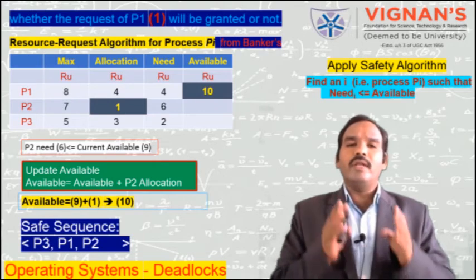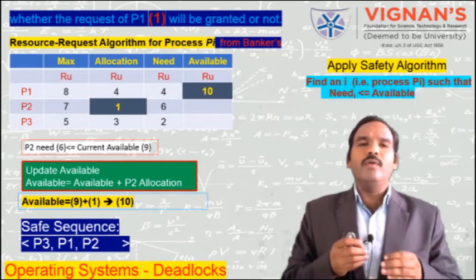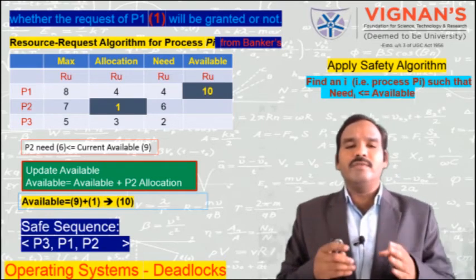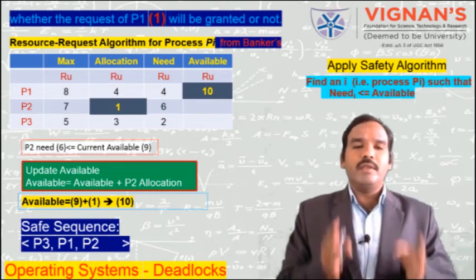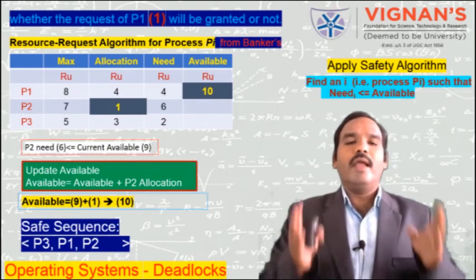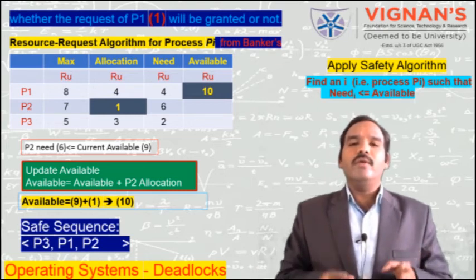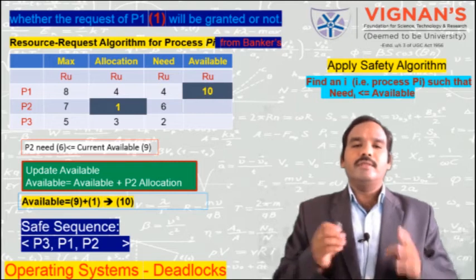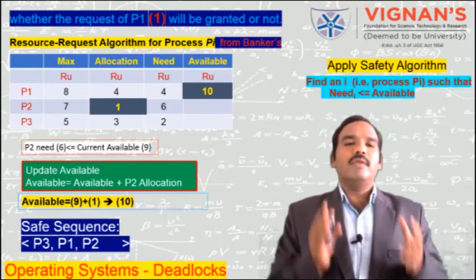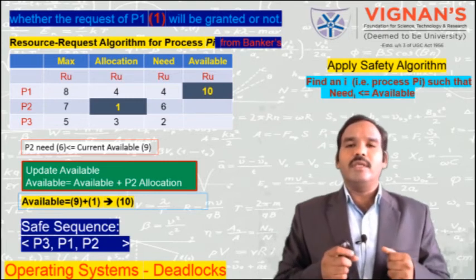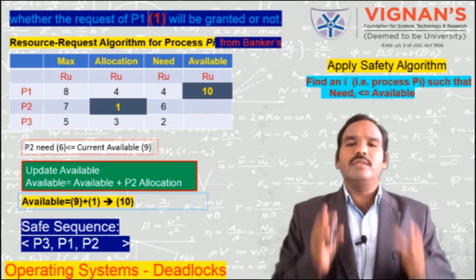So we can derive only one safe sequence for this problem. We cannot derive another safe sequence. We have only one safe sequence, that is P3 followed by P1 and P2. This is the only safe sequence you can get. Now we can simply say that the system is in a safe state. Why? The reason is that a safe sequence exists. Once a safe sequence exists, the system is safe.